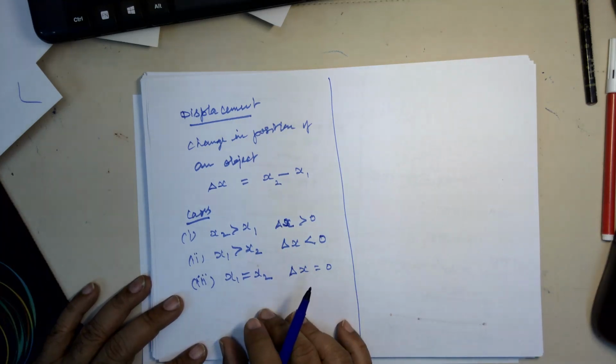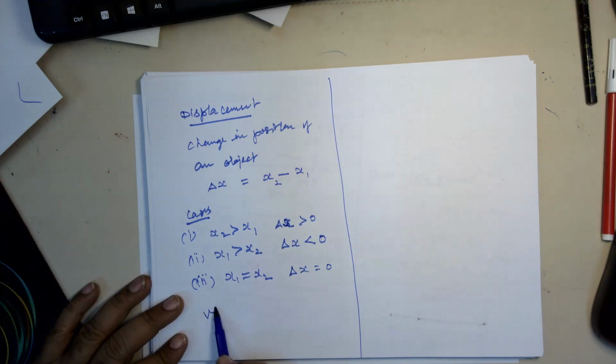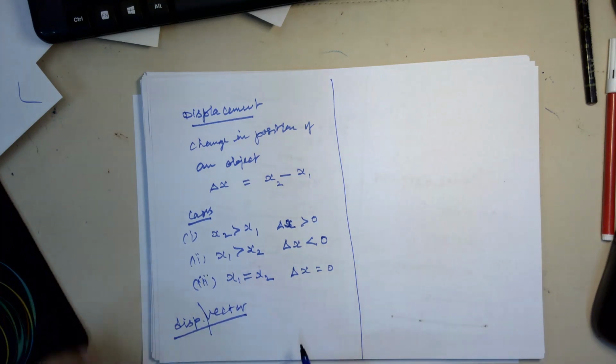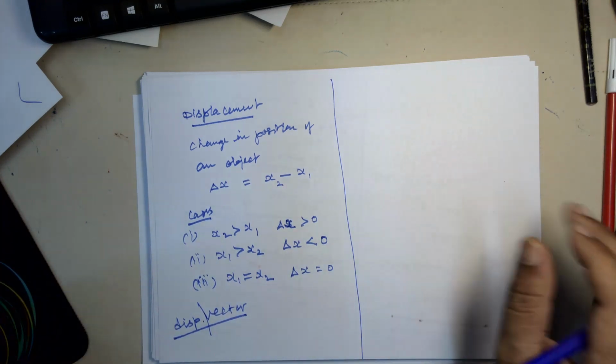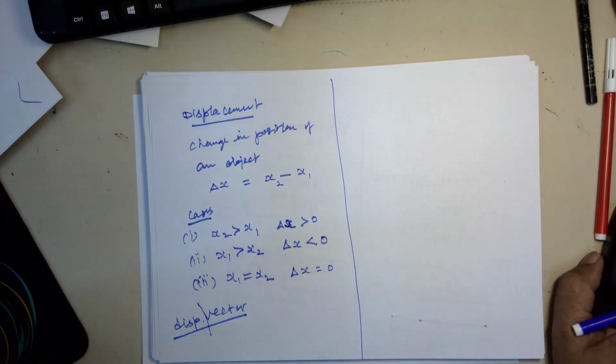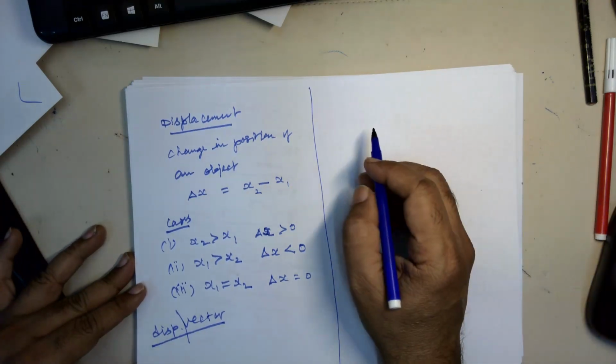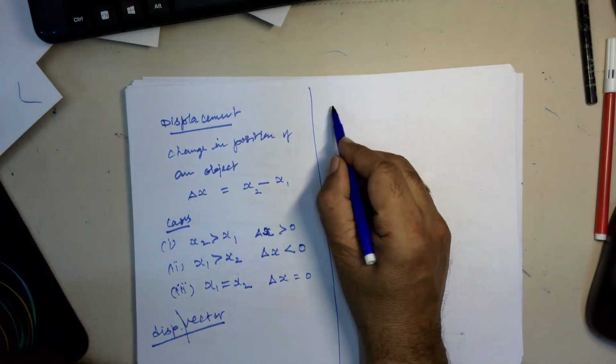So actually displacement is a vector quantity. It possesses both magnitude and direction. Let us consider an example that illustrates the difference between distance and displacement. Take down.